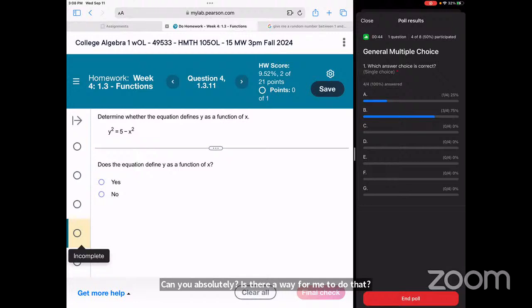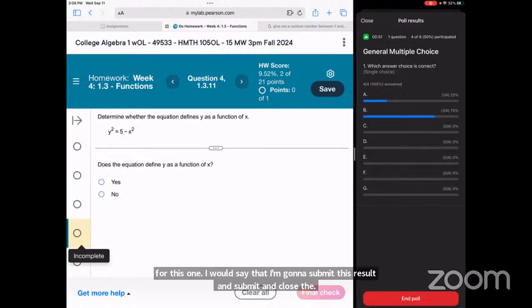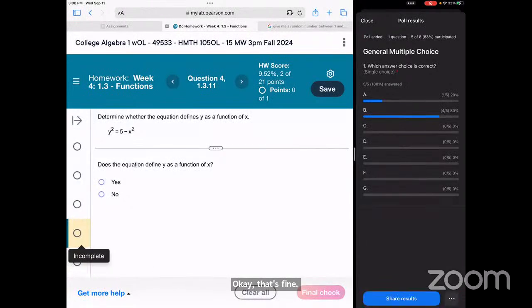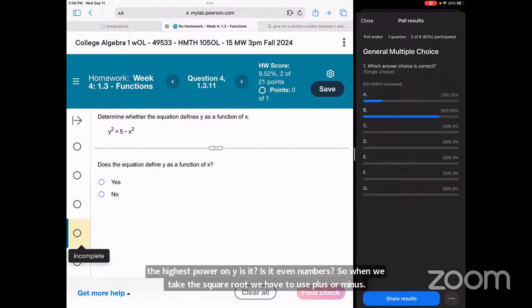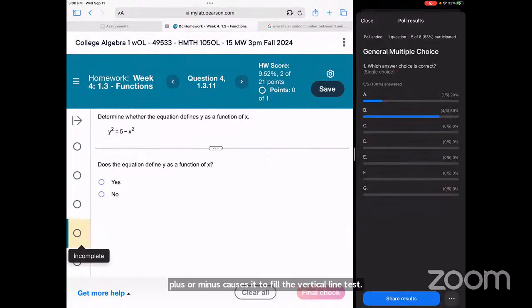Okay. For this one, I'm going to submit this result and close the poll. Okay, that's fine. All right, so for this one, I think we had one similar just a moment ago, where if we were to solve for y, notice the highest power on y is an even number. So when we take the square root, we have to use plus or minus. That plus or minus causes it to fail the vertical line test. So then y is not a function of x. So it should be no.